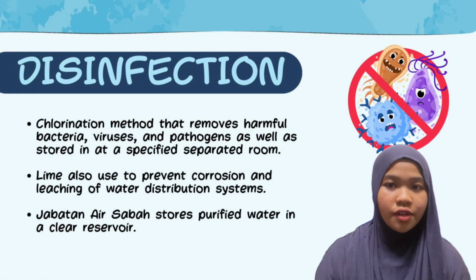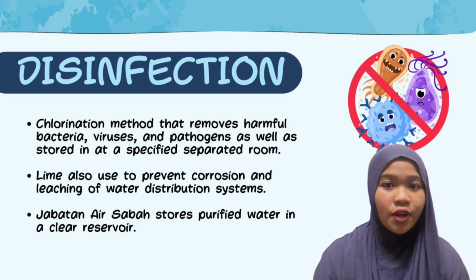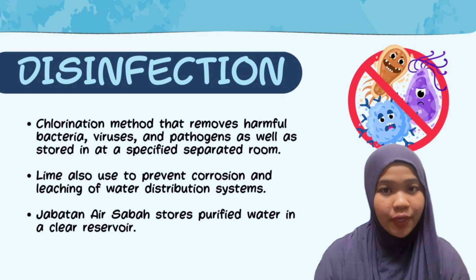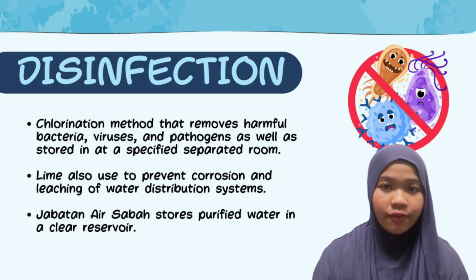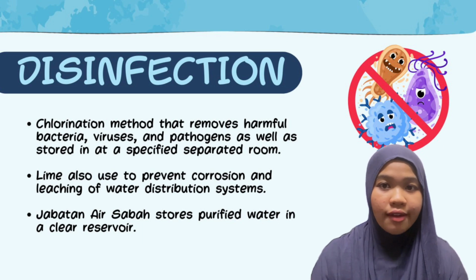Last but not least, chlorination is a widely used method for disinfecting purified water in water treatment plants like Moyok WTP, removing harmful bacteria, viruses, and pathogens, as well as being stored separately. Lime is also used to prevent corrosion and leaching, neutralize acidic water, and protect the water distribution system. Jabatan Air Sabah stores purified water in a clear reservoir.